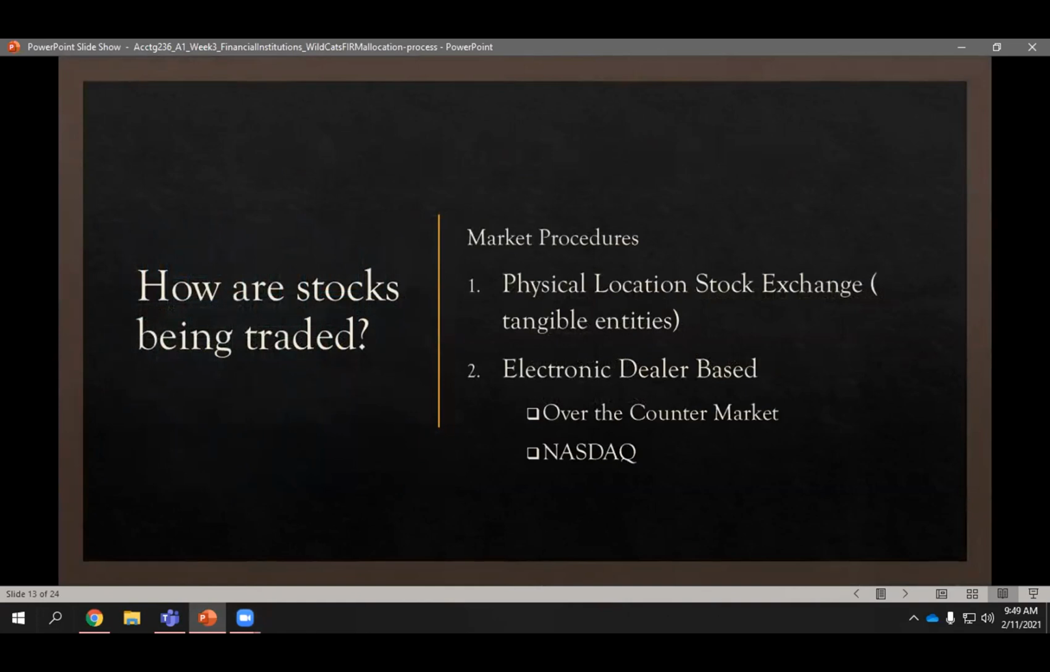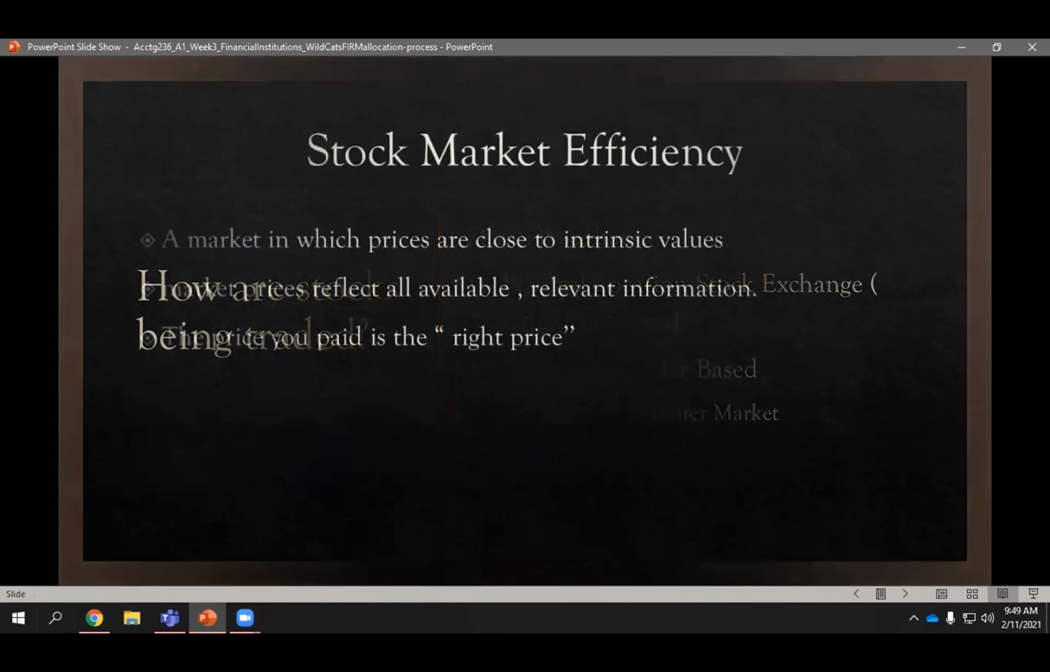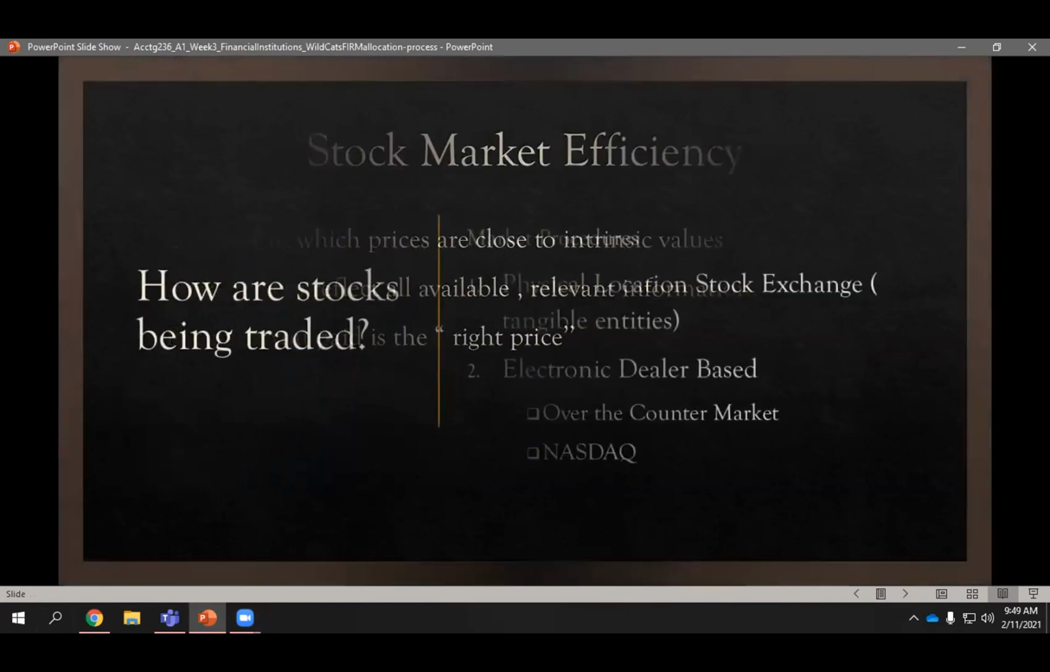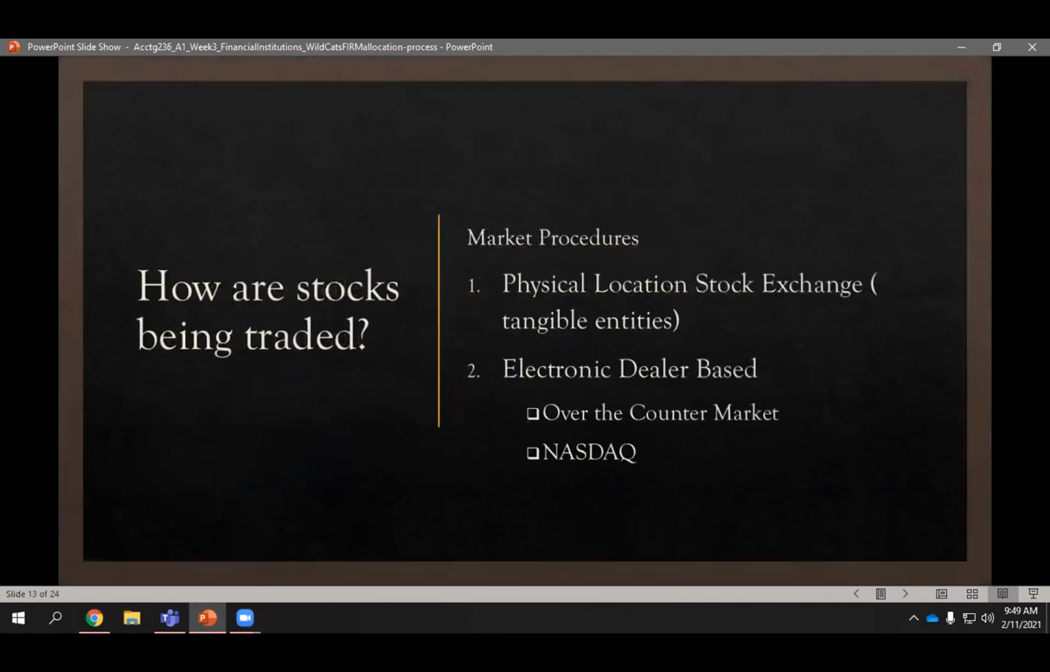Also, the electronic dealer-based, which includes the over-the-counter market and the NASDAQ. Over-the-counter market, which is connected electronically by telephones and computers, provides trading for unlisted securities. Next is the NASDAQ, a global electronic marketplace for buying and selling securities.